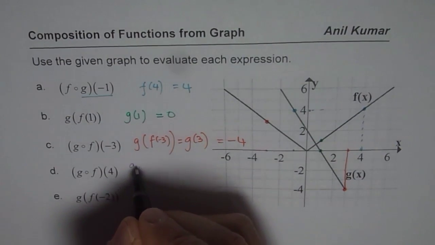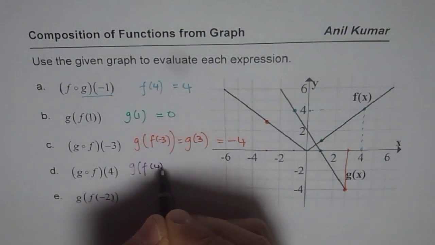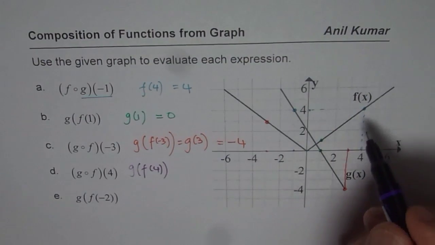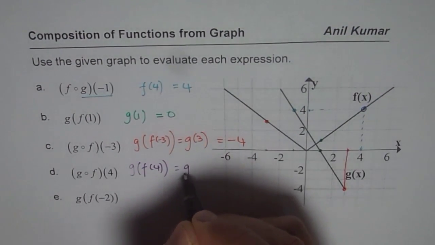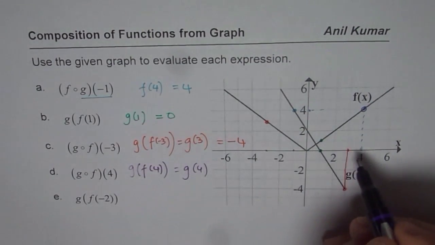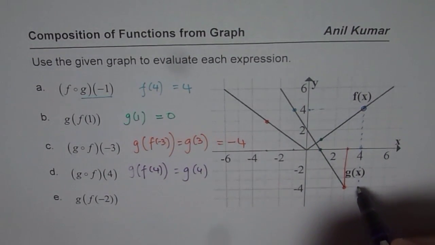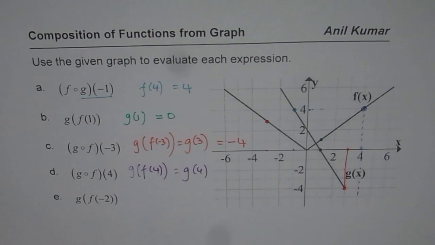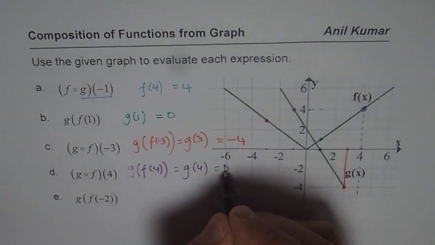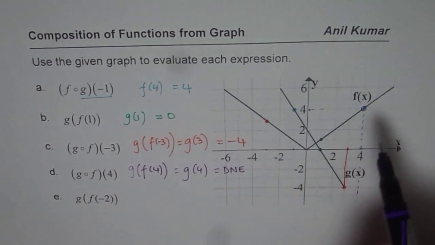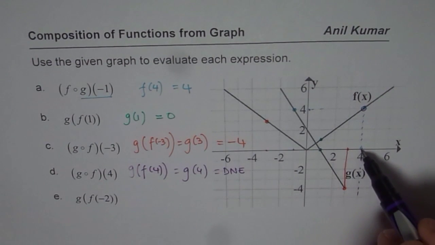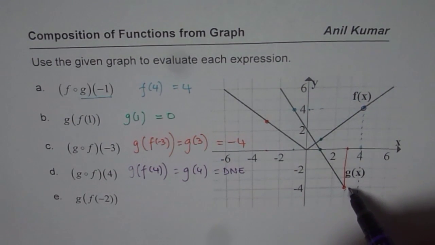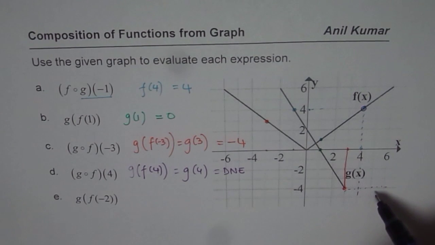Here it is g of f of 4, right? So f of 4. F is the absolute function. So f of 4 is again 4. So we get this as equal to g of 4. Now at 4, we do not have any value corresponding to g of x, so it does not exist. So what you notice here is that the range of f of x is not within the domain of g of x, and therefore we could not find these values, right?